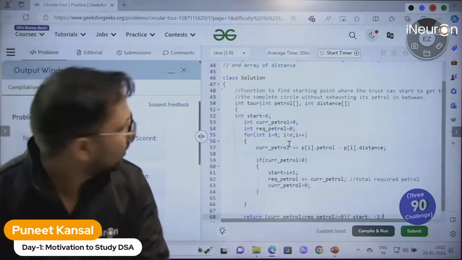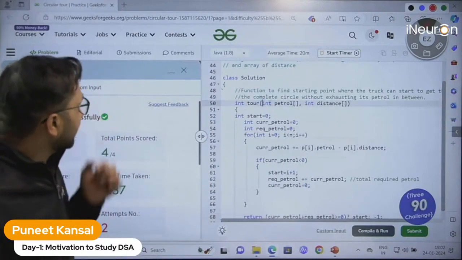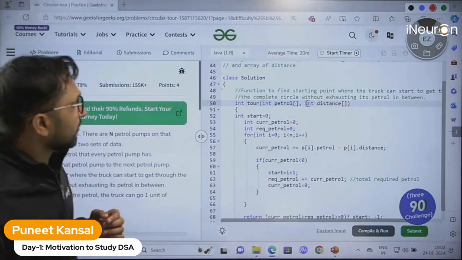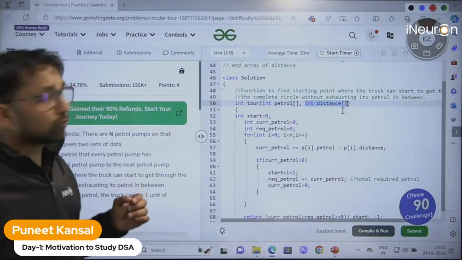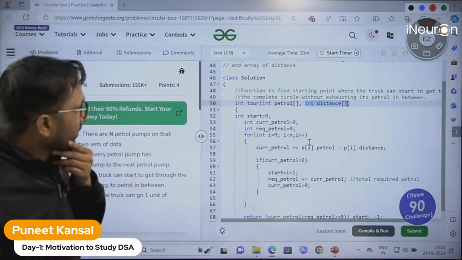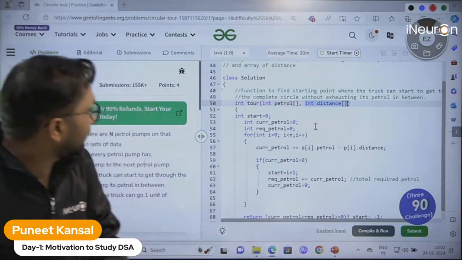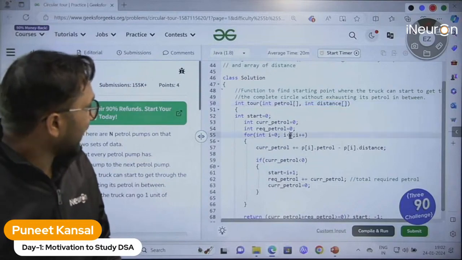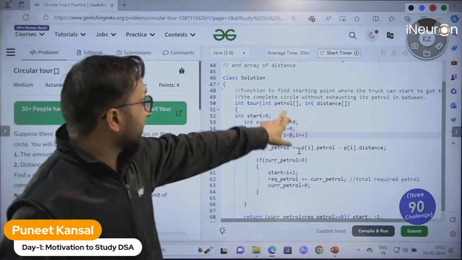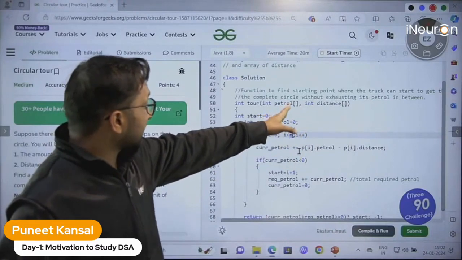Don't need to worry. They have provided us the problem in Java. They have provided us two different arrays rather than structures. They provide us petrol and distance with the help of two different arrays. So what we need to do here is make little modifications. The first modification will be in the place of n. They don't provide us the size, how many petrol pumps there are. We can find that by finding the size of the array.